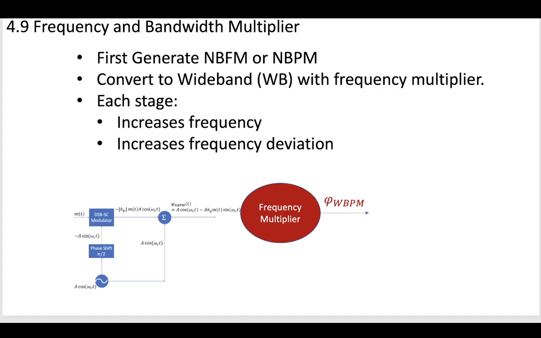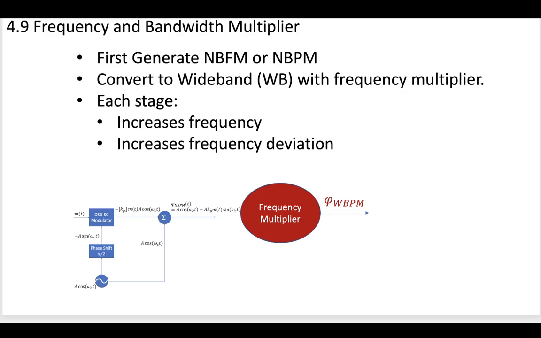So if we generate a narrowband FM or narrowband PM approximation, we know that those are not actually going to contain all of the information, right? This was a subject of a previous video series: the narrowband approximation for angle modulation did not quite contain enough frequency components. Therefore, we can use some additional stages to convert this to a more wideband signal. And we can do that with a frequency multiplier.